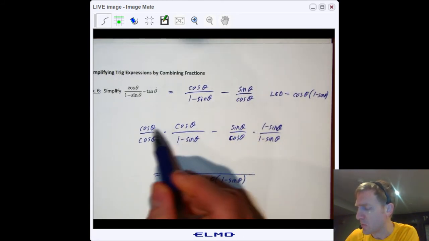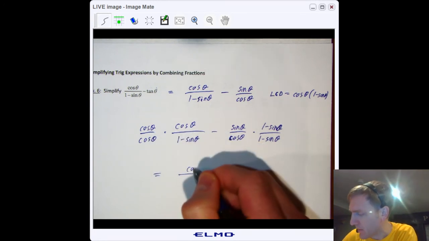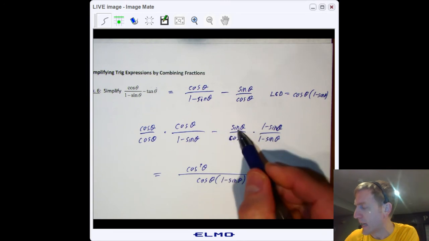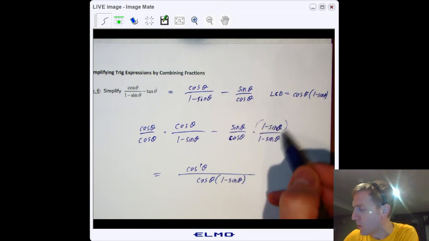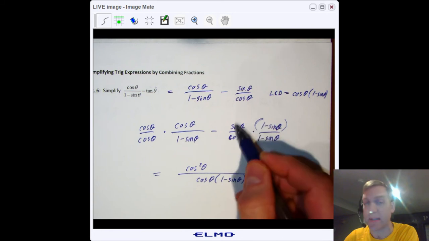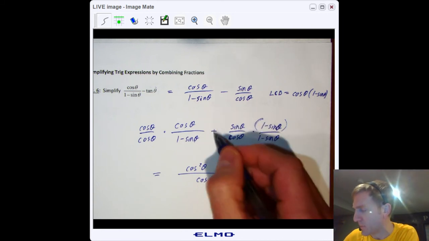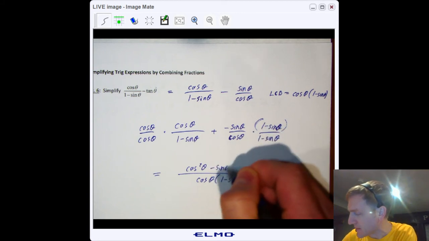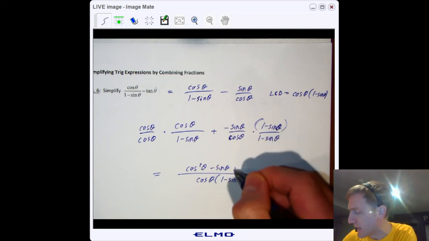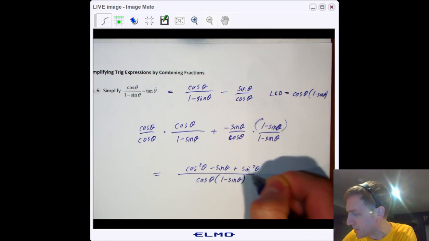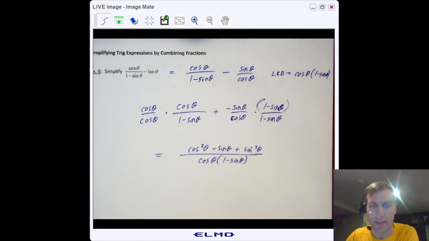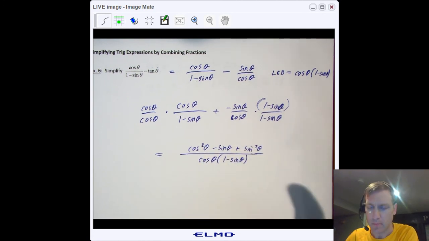So what am I left with in the numerator? Well, cosine times cosine is cosine squared theta. Okay, and then here I have minus sine times 1 minus sine. Now, you might want to write these in parentheses because you have to distribute the sign to both terms. Let me distribute the negative sign. So negative sine times 1 is minus sine theta. Minus sine times minus sine is plus sine squared theta. Okay, so I have cosine squared theta minus sine theta plus sine squared theta all over cosine theta times 1 minus sine theta.